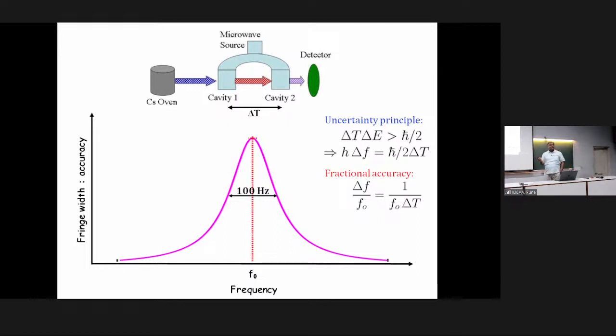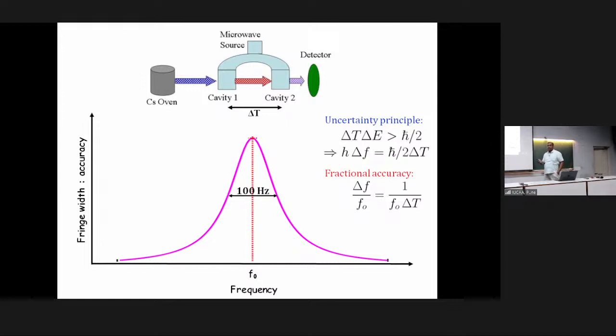And what is delta T here? What is time? The delta T is the travel time from cavity 1 to cavity 2. I have one interaction zone here, one interaction zone here. The atoms are coming from this side, so first it interacts with this one, goes through this path, and then interacts with this one. The travel time the atom takes to go from here to here, that is delta T. Since it is in the denominator, if you somehow increase delta T, your fractional accuracy will be better, right? Agreed? How can you increase delta T?